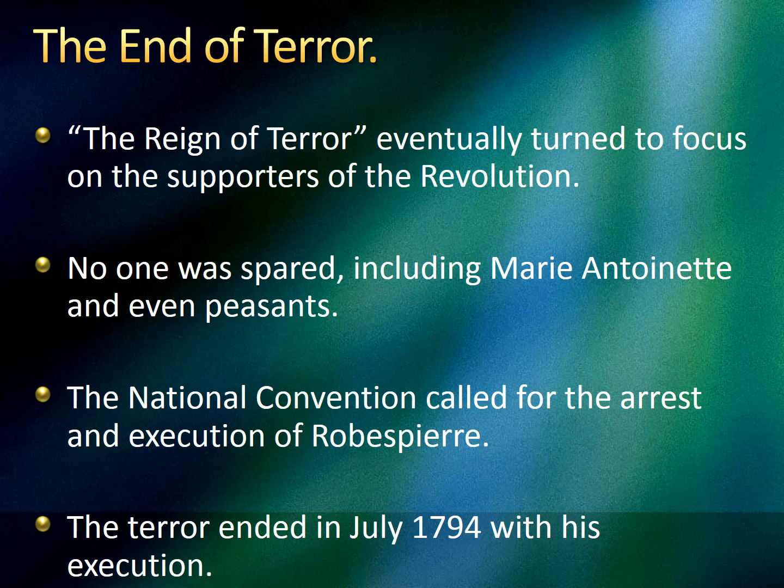Eventually, people are going to get tired of this, and the National Convention is going to call for the arrest and execution of Robespierre, and this Reign of Terror will end in July 1794 with his execution.